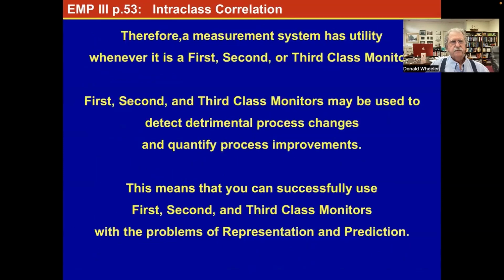So a measurement system has utility whenever it is a first, second, or third class monitor. First, second, and third class monitors may be used to detect detrimental process changes and quantify process improvements. This means you can successfully use first, second, and third class monitors with the problems of representation and prediction. We may have skipped over that in this class, but that's defined back in chapter 1.